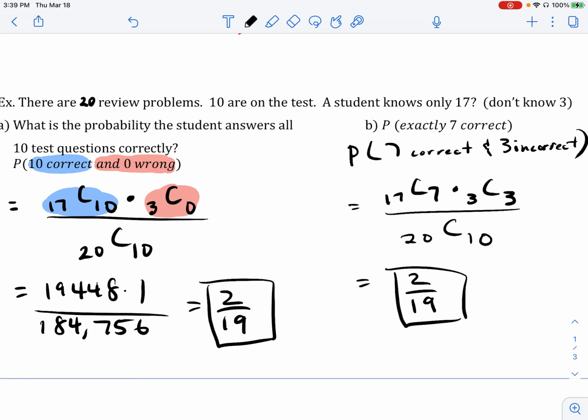Well, why is that? Remember that 17 choose 7 is 17 factorial over 7 factorial times 10 factorial. Well, what did we do in the previous problem? We said that 17 choose 10 was 17 factorial over 10 factorial times 7 factorial. They're exactly the same. 3 choose 3 also is going to be exactly equal to 1. There's only one way that you can choose 3 from the 3 available. So you see that the probabilities should be exactly the same.